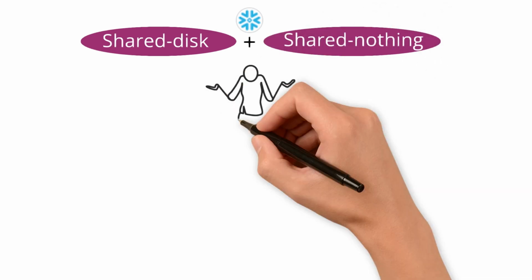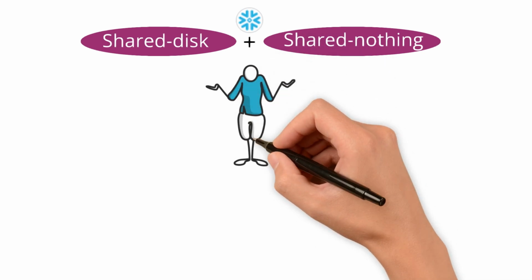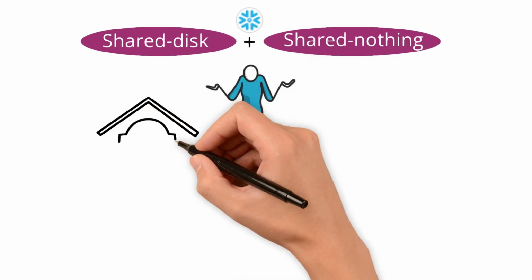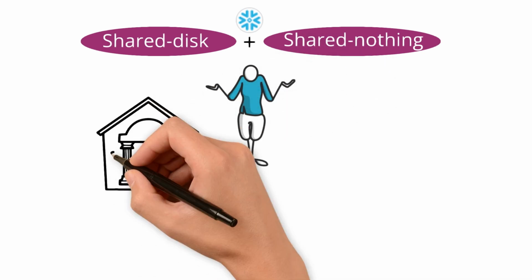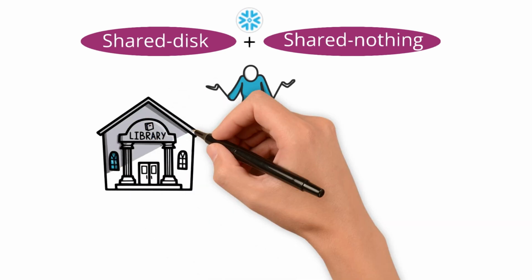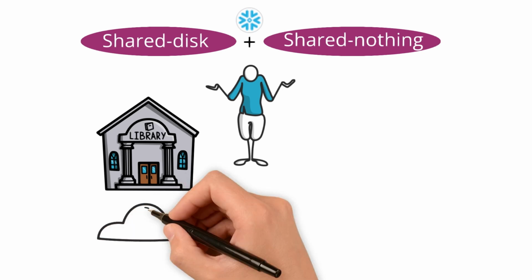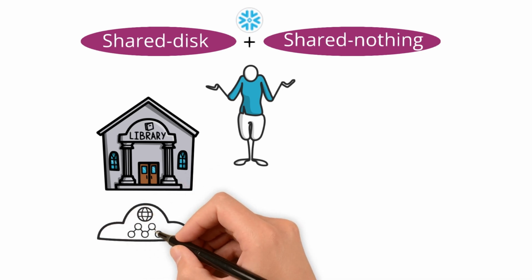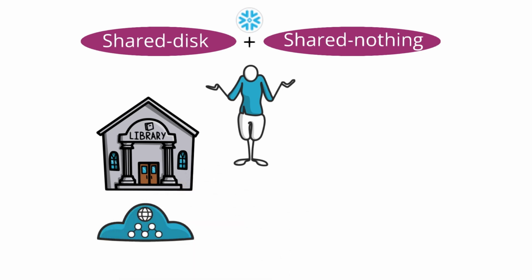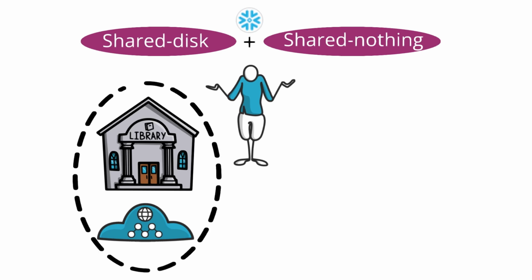What is meant by these terms, shared disk and shared nothing? Think of all the books in one giant library where anyone can come and read them. This is like how Snowflake stores all your data in one central place that everyone can access. This is a characteristic of a shared disk architecture.